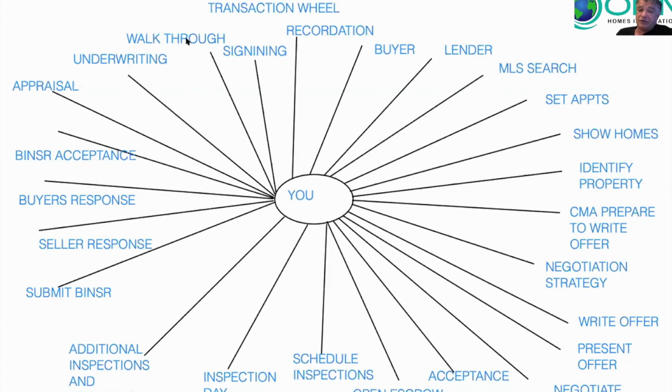3 days prior to the close of escrow, you're going to go do walkthrough, and you're going to check all of the repairs, and you're going to gather invoices, receipts for the repairs that were completed. After the walkthrough goes smoothly, we go to signing, and we go sign the documents at the title company, and then we record, and the buyer gets keys.